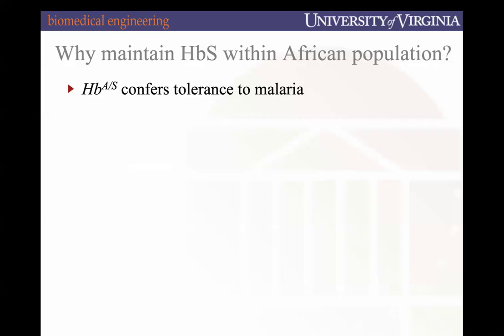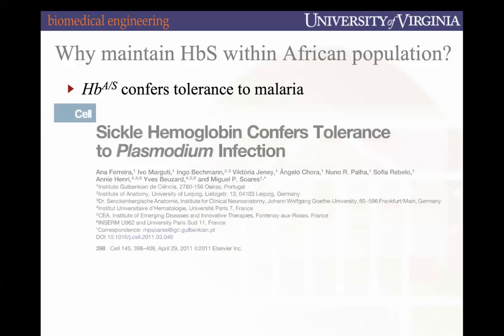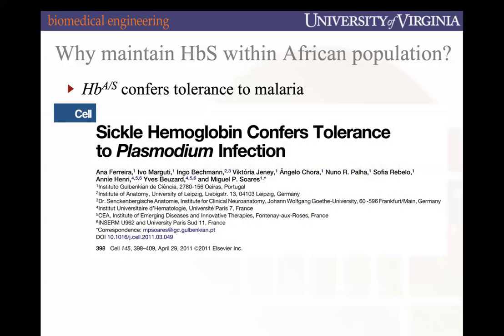Oftentimes, if an allele is selected for over time, there's an evolutionary explanation as to why that's the case. In the case of this sickled allele, it was identified about 13 or 14 years ago now that this sickled hemoglobin allele can protect against the pathogen that promotes malaria. And so that's the main explanation as to why it's been present primarily within West African populations over the years.